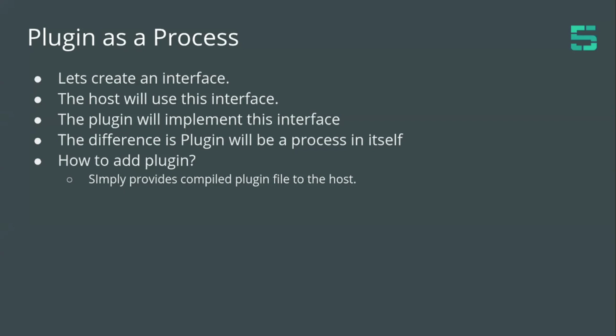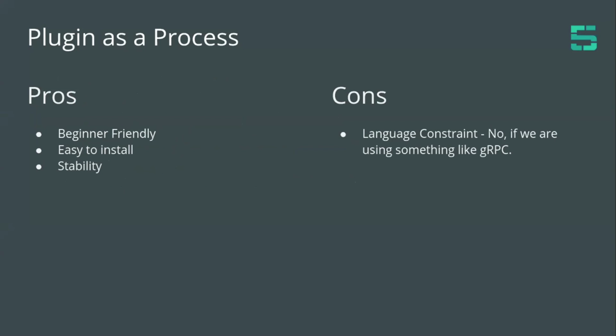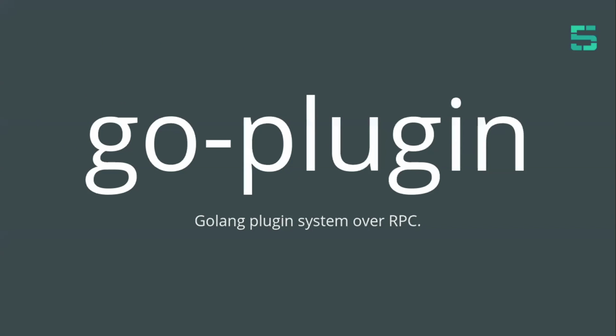So how do we add the plugin to our host? We will just pass the plugin binary to the host. There is one con here, and that is language constraint. That is, if we are not using something like gRPC, in which there is no language constraint because we can use different languages. But yeah, let's talk about Go plugin.